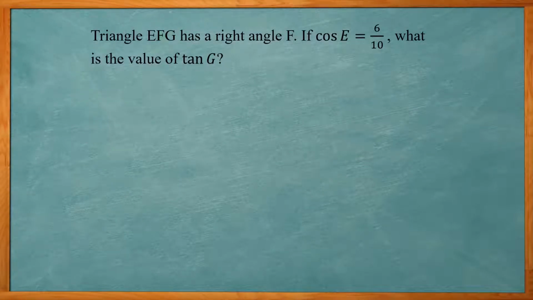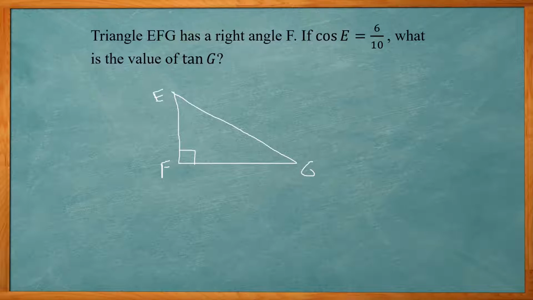Now for the example SAT problem. So here it says triangle EFG has a right angle F. If cosine E is 6 over 10, what is the value of tangent of G? So if we draw a triangle, I'm going to have E, F, and G.